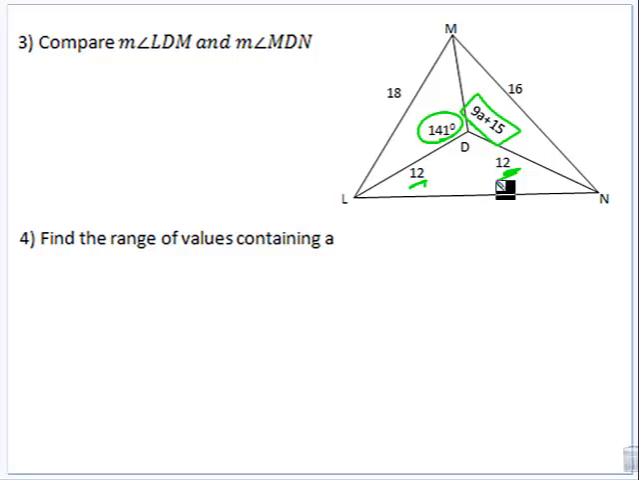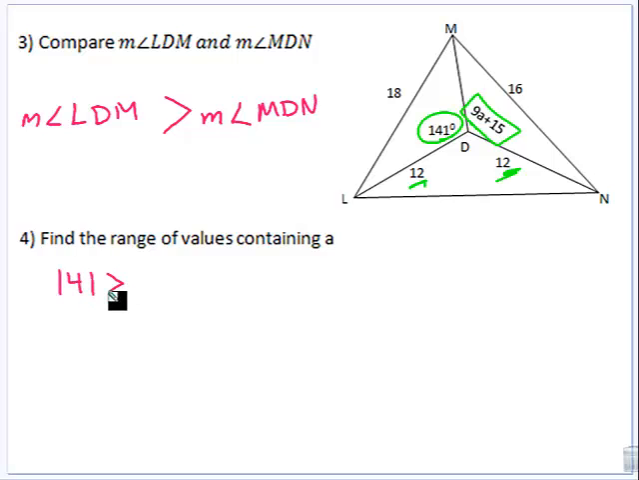So which angle has to be greater? LDM, the 141, because the 18 is bigger than the 16. So we'd say, okay, let's use pink. The measure of angle LDM is greater than the measure of angle MDN. Now what equation can I make from that to find my range of values containing A? 141 is greater than 9A plus 15.